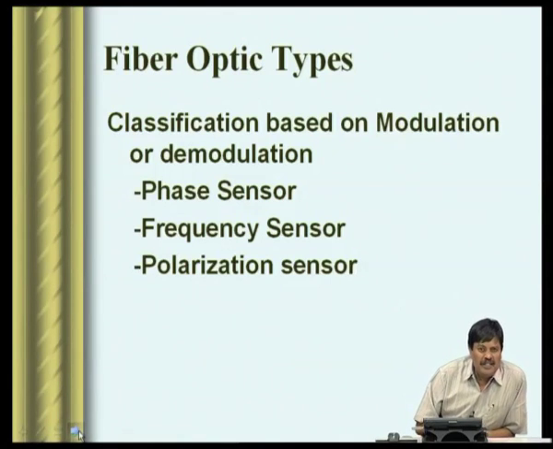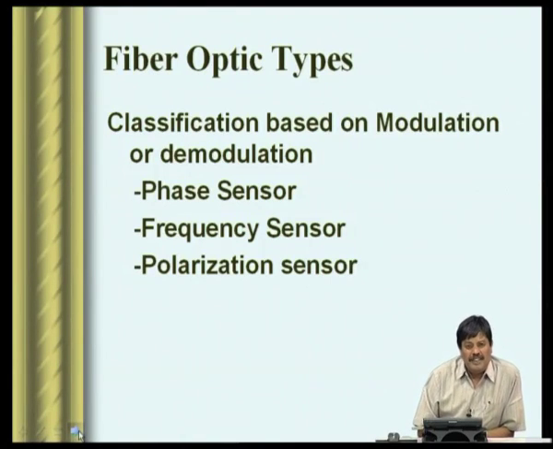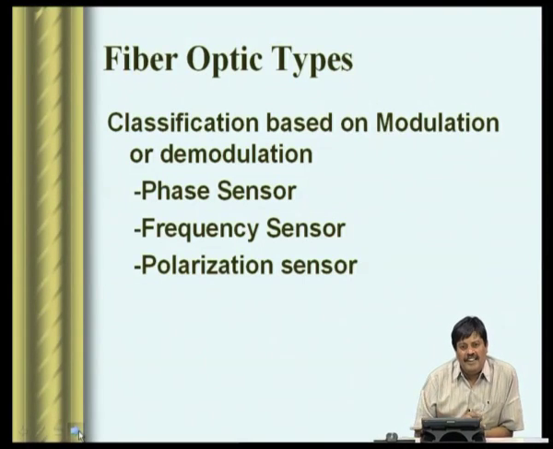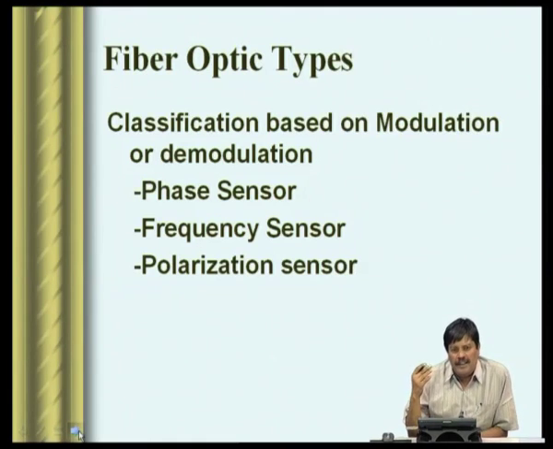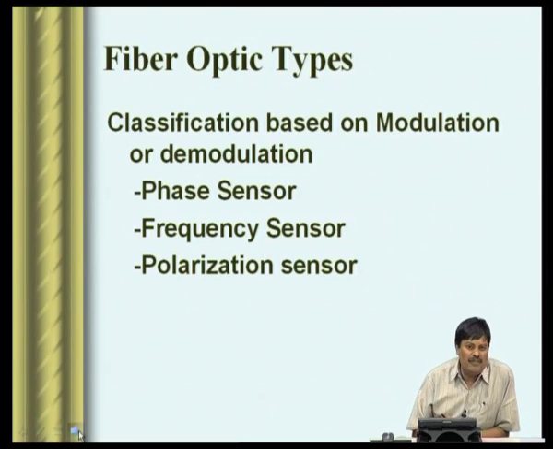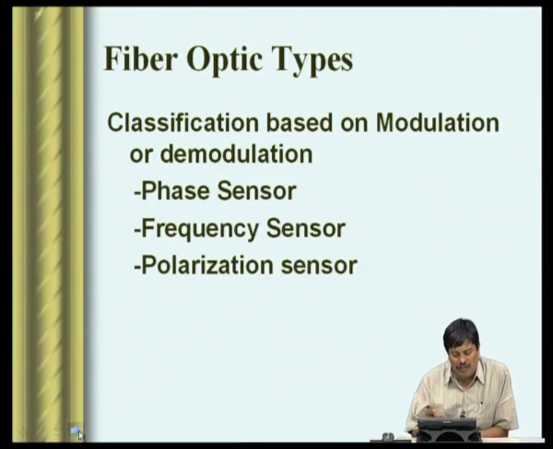So, there are many ways that you can use fiber optics. It can be used for sensing many things like temperature, pressure, gases, strains, etc. Depending upon the functionality of the sensor, it can be classified in a number of different ways. The first classification is based on the modulation and demodulation. If it is used to measure the phase, it is called a phase sensor; frequency, a frequency sensor; polarization, a polarization sensor.